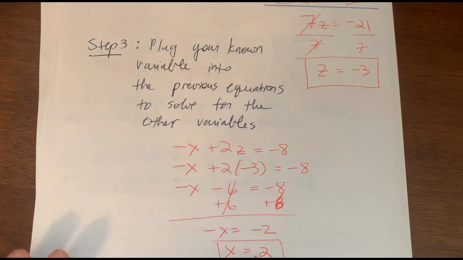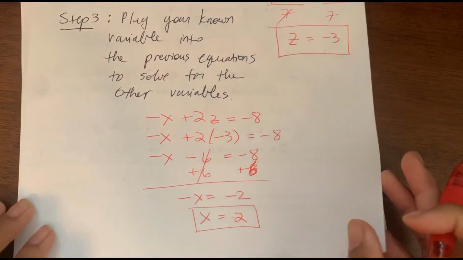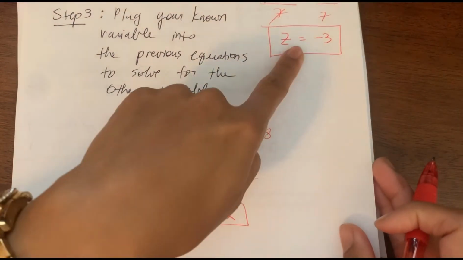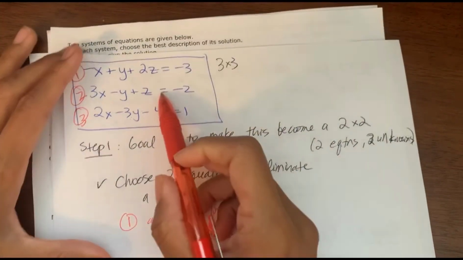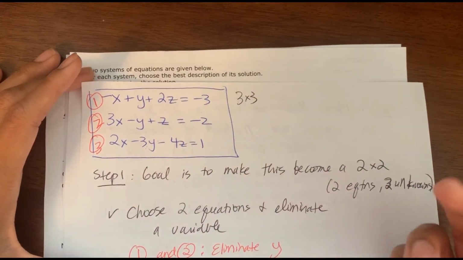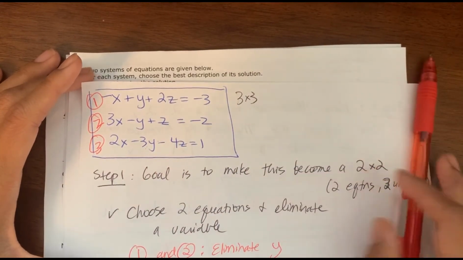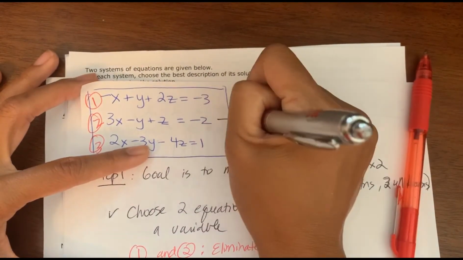And now, last but not least, now that I have my x and my z, I just need to solve for y. So x is 2, z is negative 3. What is y? Well, I go back to the original problem, and I plug it into any one of these. So you could plug in anything. I think I'll just plug it into, it doesn't matter which one, I'll plug it into this one.